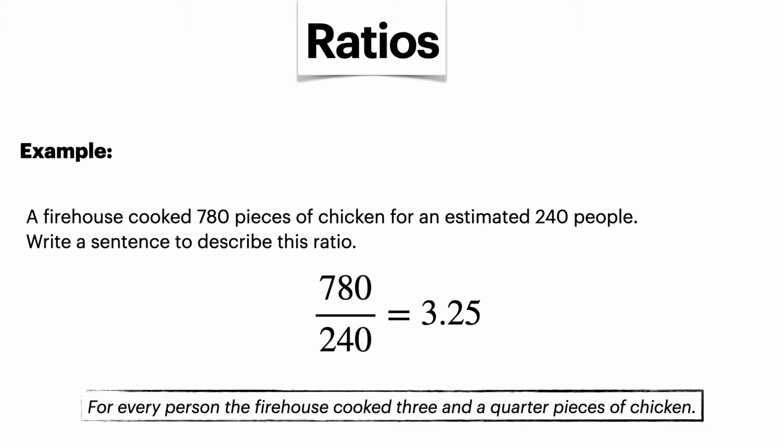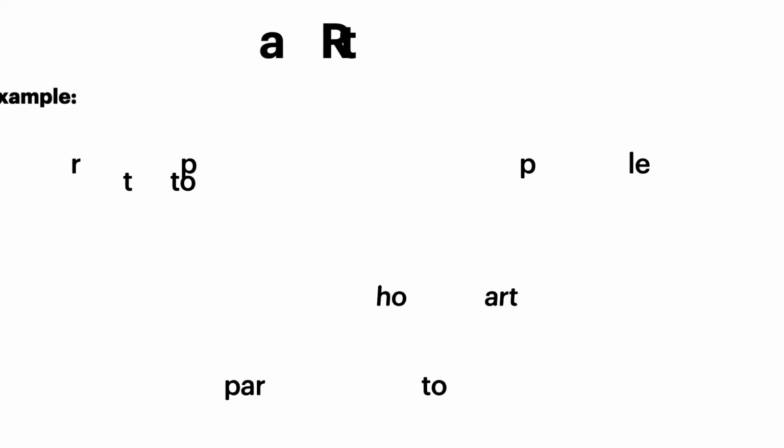Okay, so everyone could have that much chicken, and that would be the most that they could have, or everyone could have 3 pieces of chicken. All right. Next thing is part to part or part to whole.